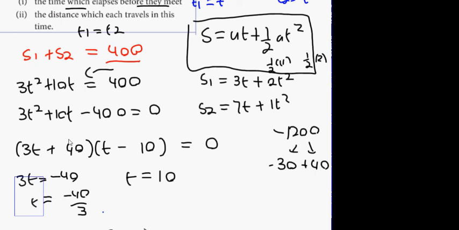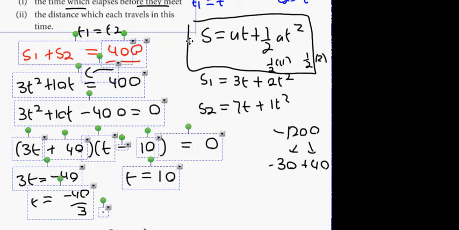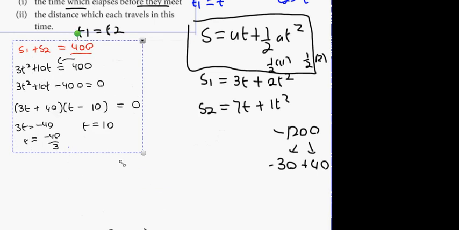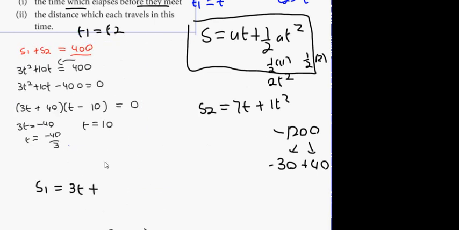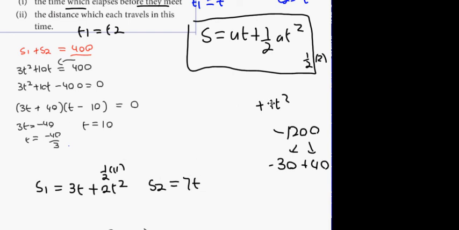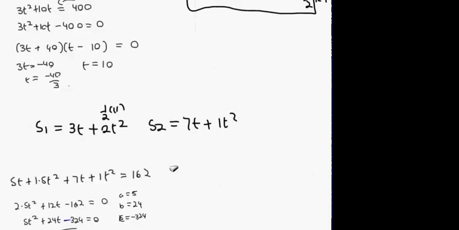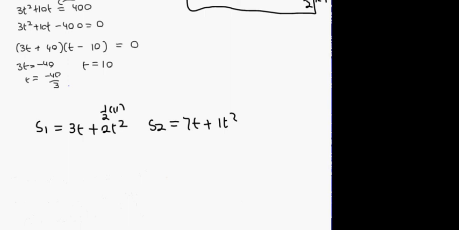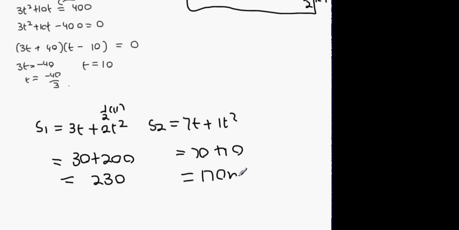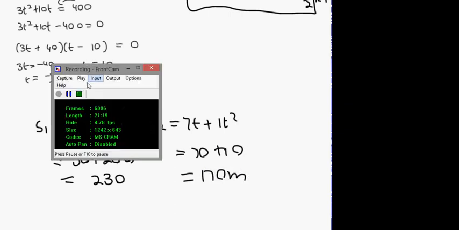Once you've figured out all this part, all you're going to do is plug your answers back into the original two equations, the ones here. So all you have to do is plug in t equals 10. So it's going to be 30 plus 200, which is 230. And the next one's going to be 70 plus 100, which is 170 meters.